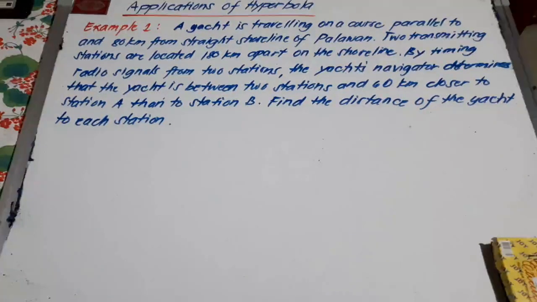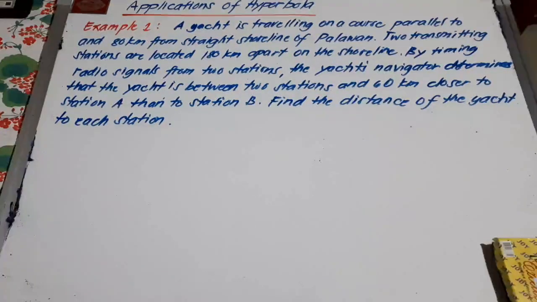It says a yacht is traveling on a course parallel to and 80 kilometers from the straight shoreline of Palawan. Two transmitting stations are located 180 kilometers apart on the shoreline. By timing radio signals from the two stations, the yacht's navigator determines that the yacht is between the two stations and 60 kilometers closer to Station A than to Station B. Find the distance of the yacht to each station.